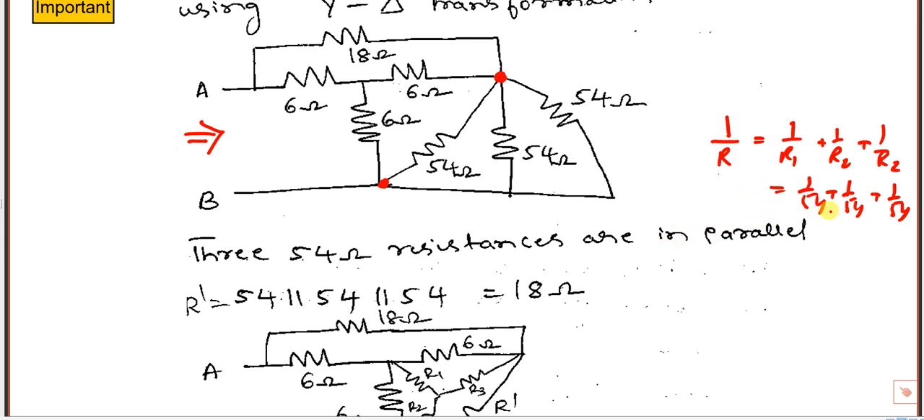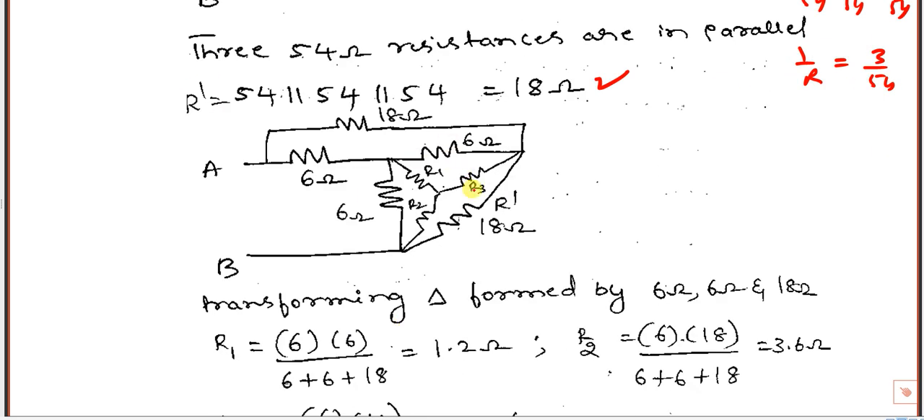That equals 3 by 54. If you take the reciprocal, R is equal to 54 by 3, which is 18. So you're going to get 18 ohms. Instead of these three parallel resistances, I can write a single resistance of 18. Instead of the 3 we have written one single 18.